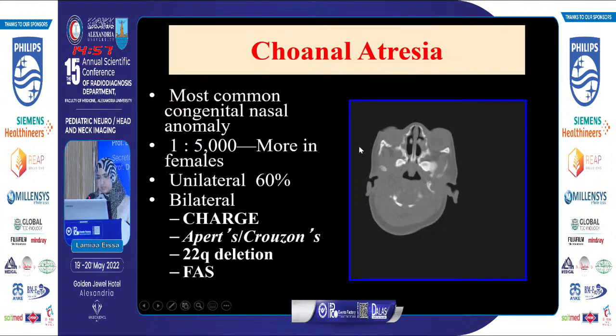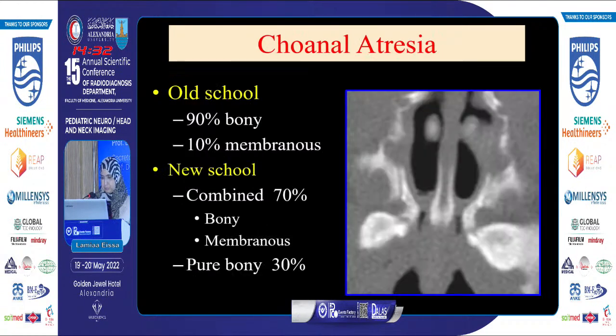Choanal atresia is the most common congenital nasal anomaly causing nasal obstruction. Its incidence is 1 in 5,000 to 7,000, and it is more common in females, unilateral in 60%, and bilateral mostly when associated with syndromes like CHARGE, Apert, or Crouzon, 22q deletion, or FAS.